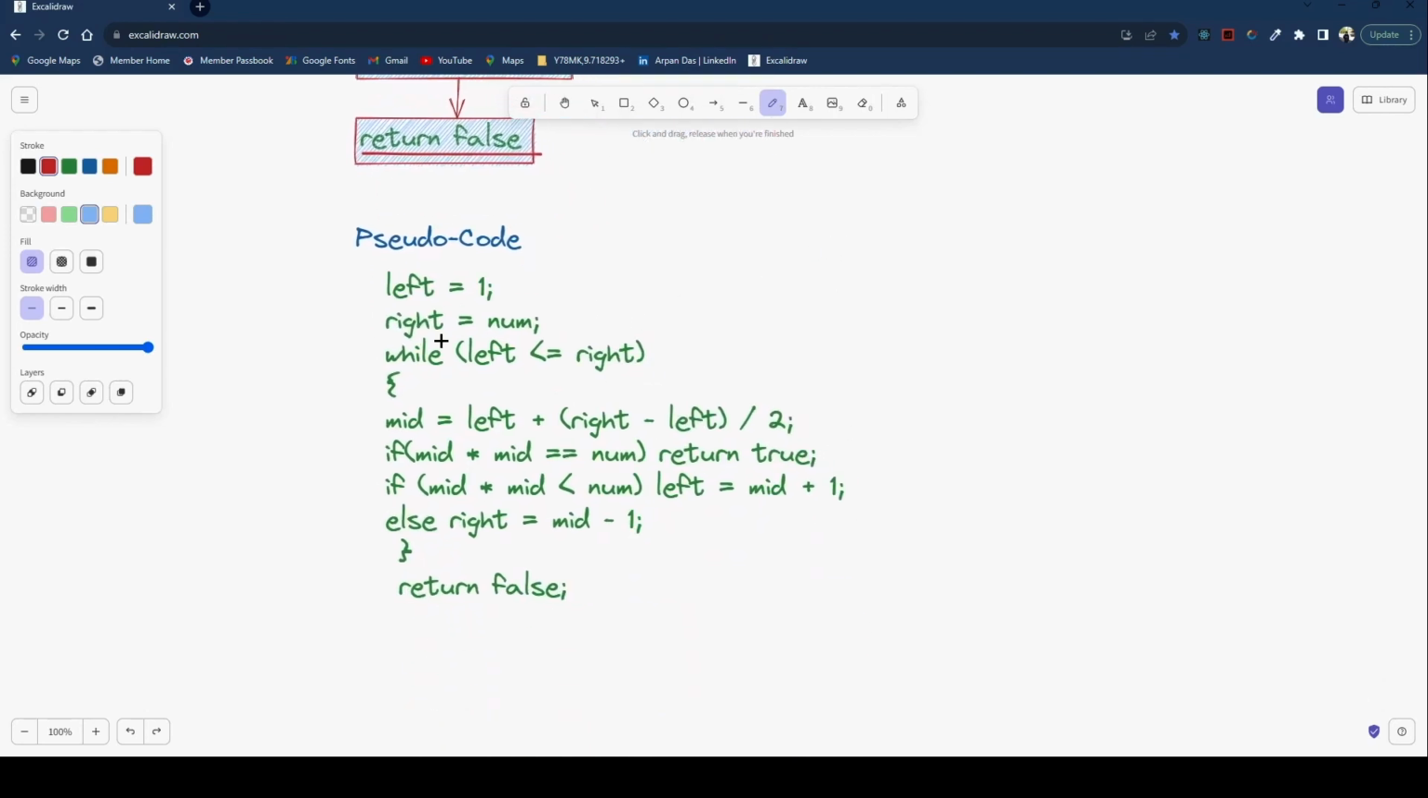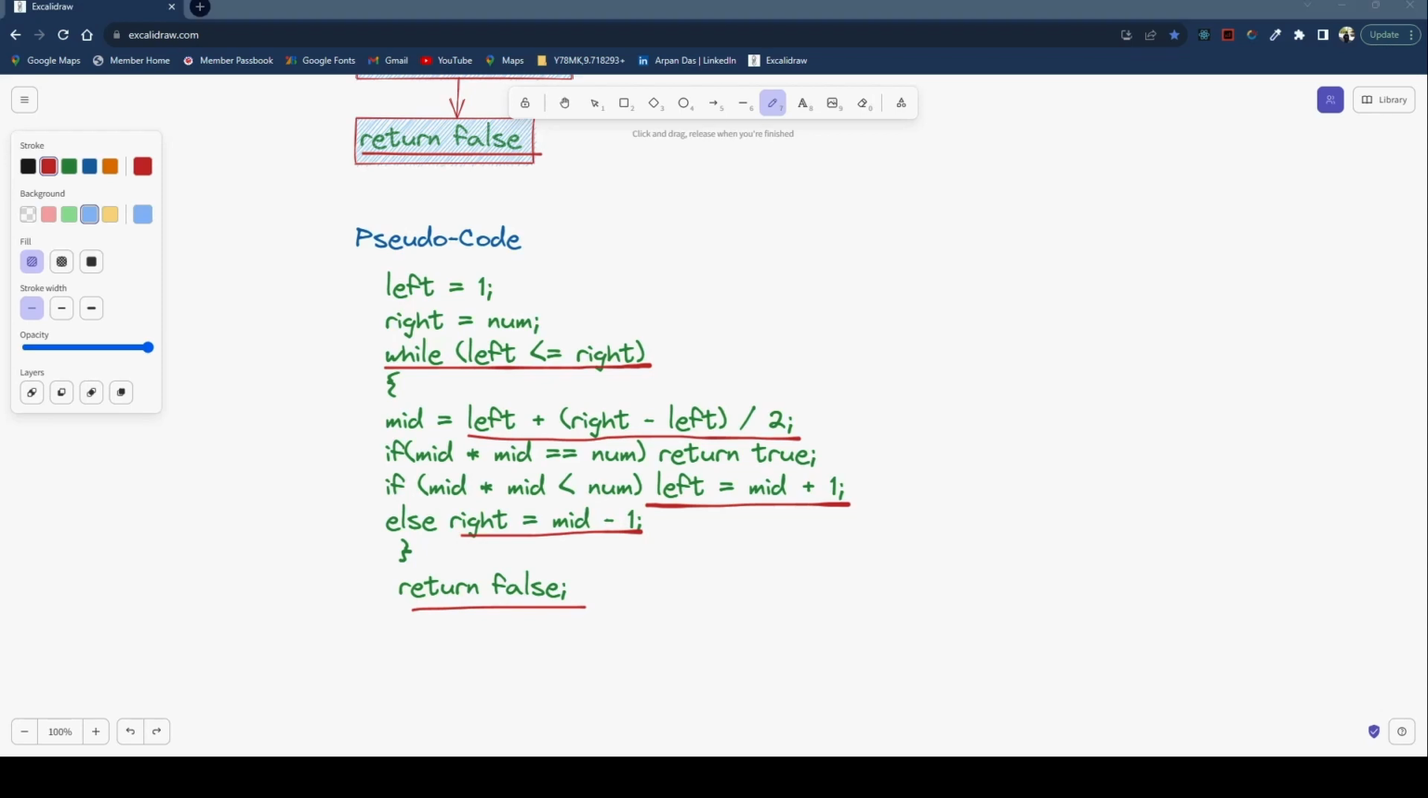Here is the pseudocode of it, where we have written the while condition. We have calculated the int mid equal to left plus (right minus left) divided by 2. If mid into mid is equal to num, return true. If mid into mid is smaller than num, left equals mid plus 1, otherwise right equals mid minus 1. If we are not able to find it, we have to return false. Now we have to move to the coding part. Here is the implementation we are going to write.